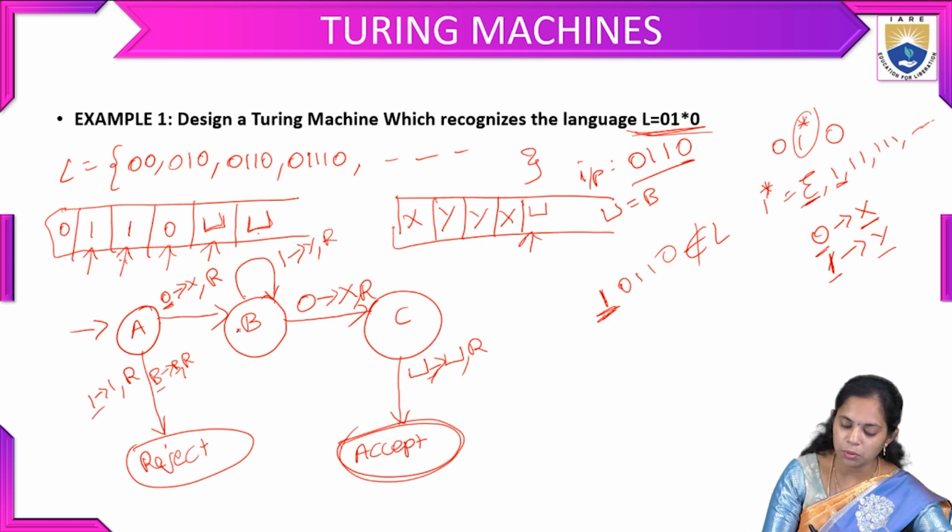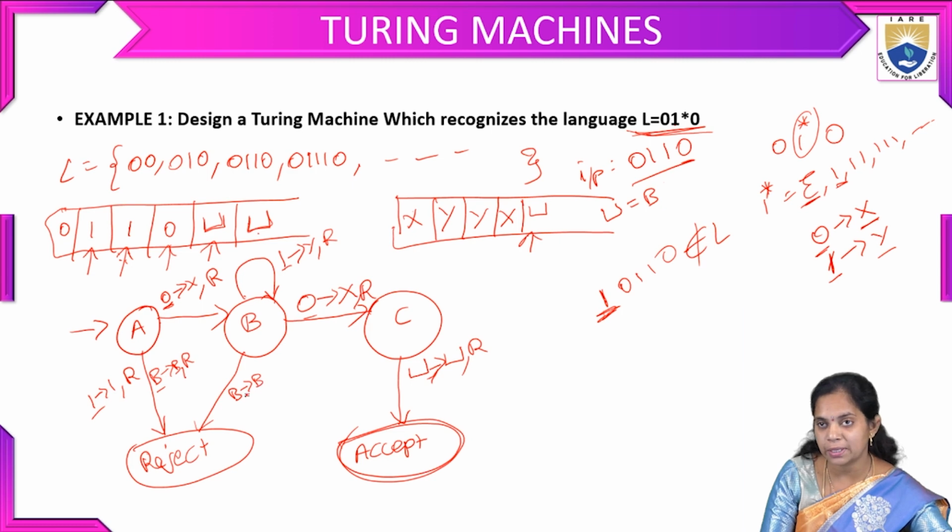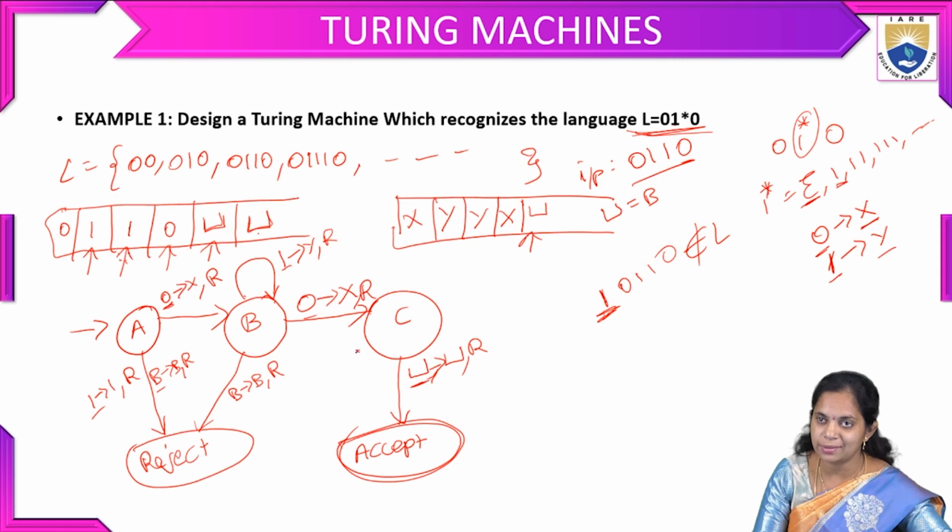And here also for B, we already have 1 and 0 transitions from B state, and we have to take the empty symbol, that is a blank symbol. So blank is replaced with blank, and we have to move to the right direction. And for C also, we have only the blank symbol, and what about the 1 and 0 input?